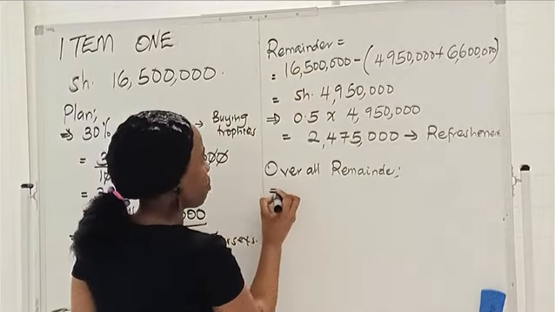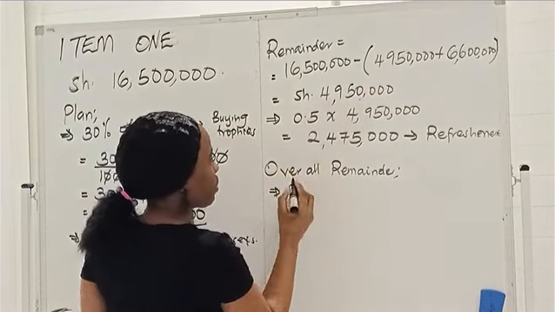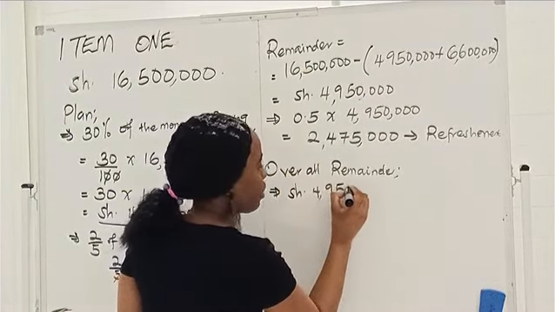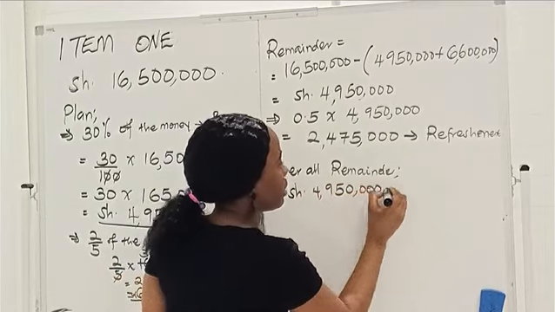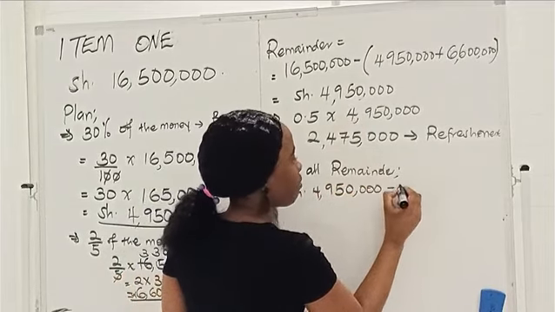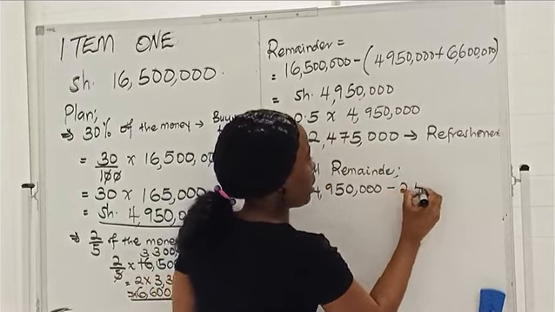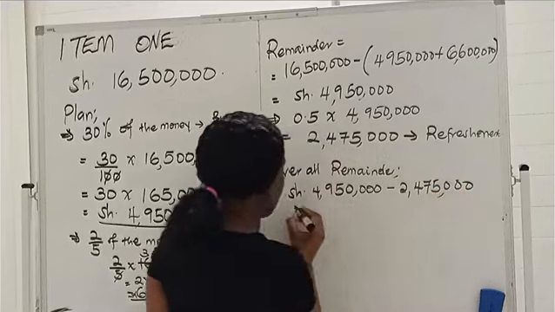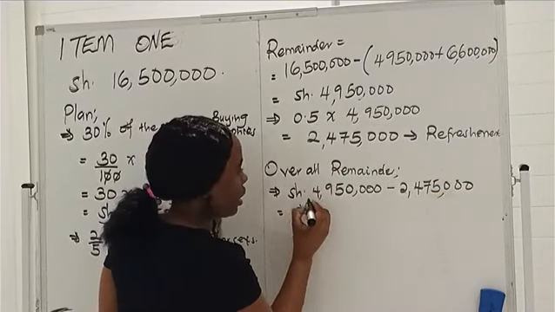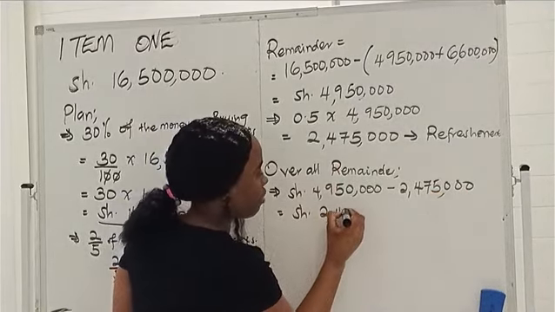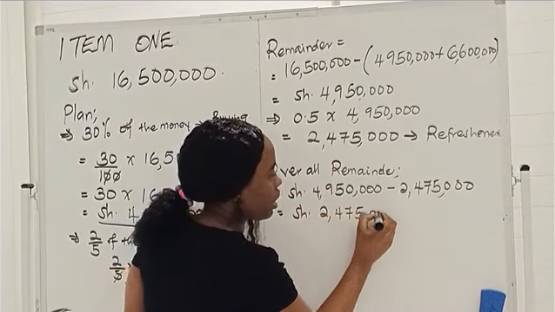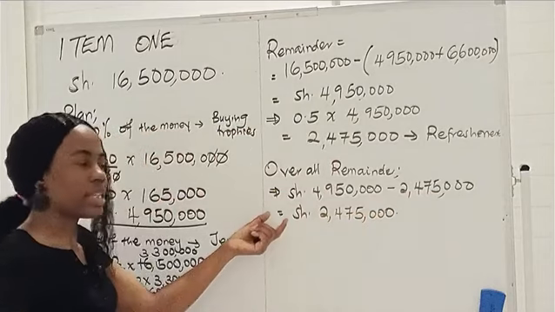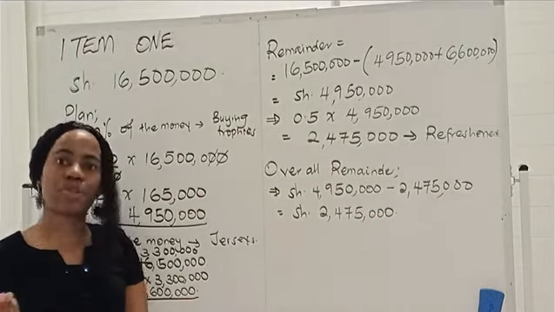So the overall remainder is going to be shillings 4,950,000, take away the 0.5 that you got, 2,475,000. And you're going to remain with 2,475,000. Now after getting this solution, you need to respond to the task.